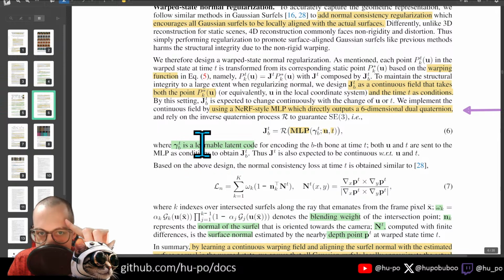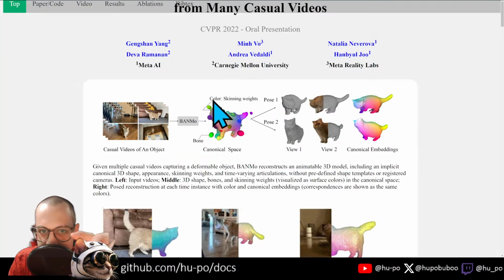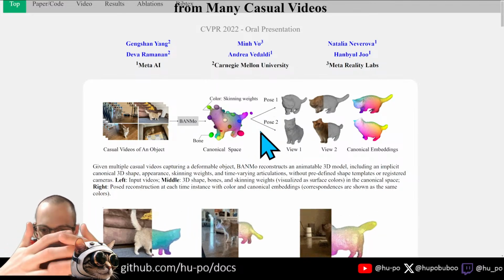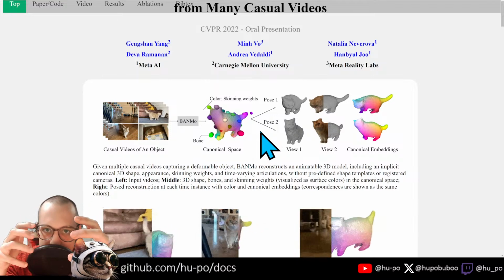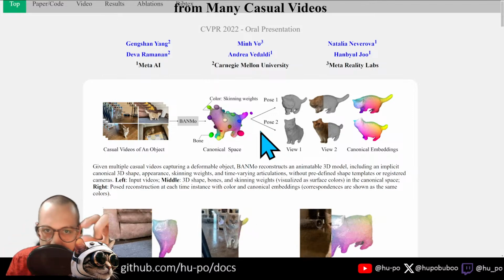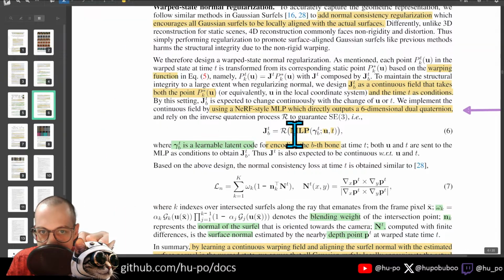You're feeding that along with this learnable latent code. Learnable latent code is just a fancy way of saying some vector of numbers that doesn't really mean anything to us, but it's learnable, and it's going to allow this little MLP to kind of have an understanding of what's happening for this bone. It's a way to say, okay, this bone is representing the ears, or this bone is representing the tail, right? It's giving this neural net a way to put higher level information into this little MLP.